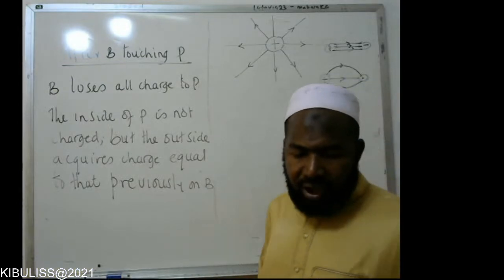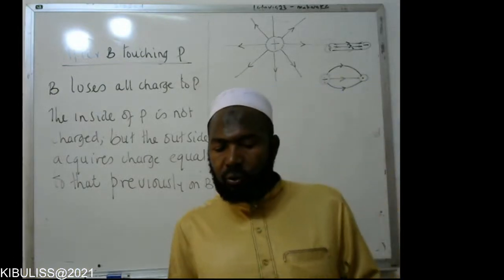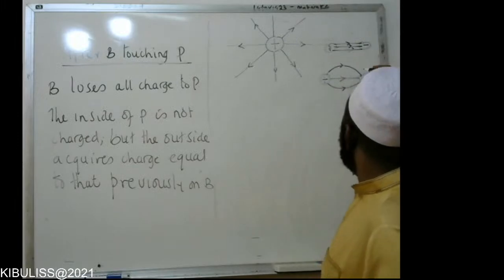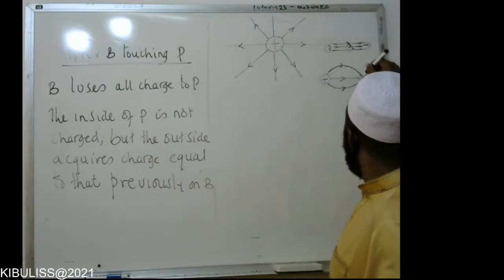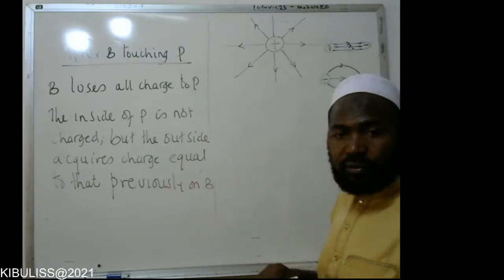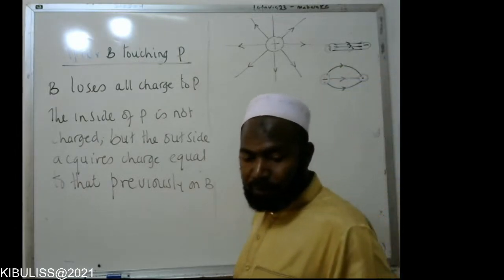5. They always point outwards from the positive charge and inwards toward the negative charge. In other words, the field lines move from positive to negative, pointing towards the negative and pointing away from the positive charge.